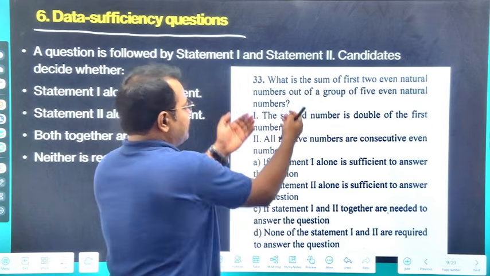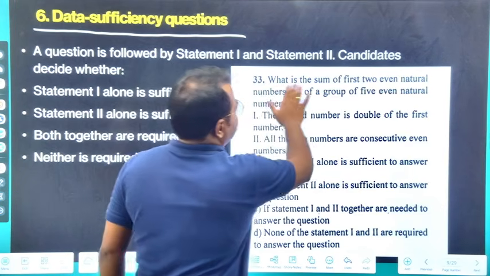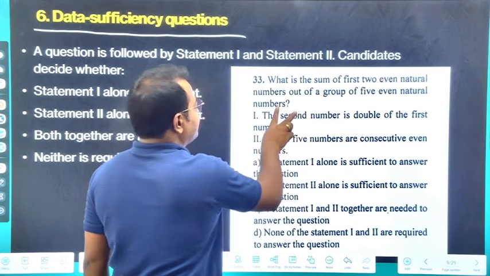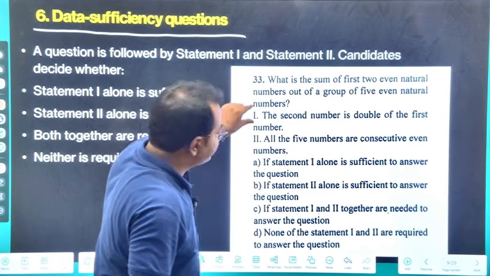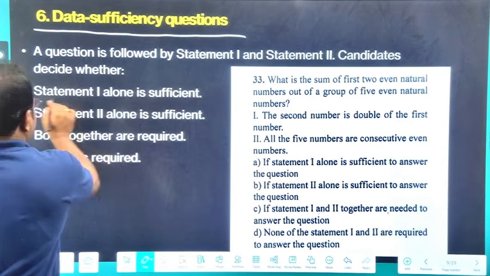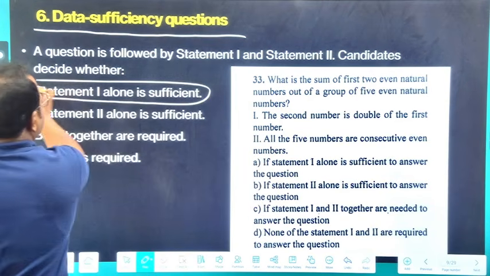And some questions are very, very easy to solve. What is the sum of the first two even natural numbers out of a group of 5 even natural numbers? Now there are 2 statements given. And here the thing is that statement 1 alone is sufficient.